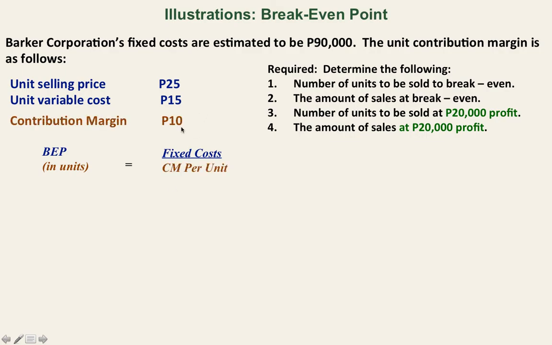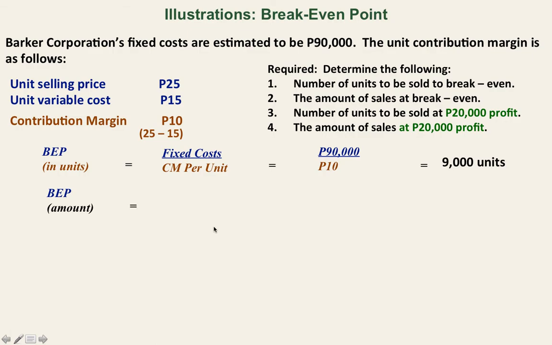And you have to know also the ratio, because you are going to determine also the amount of sales. So the ratio will be, by the way, this is the number of units, substituting it: 90,000, this is the fixed cost, over 10, this is the contribution margin, and we have 9,000 units.